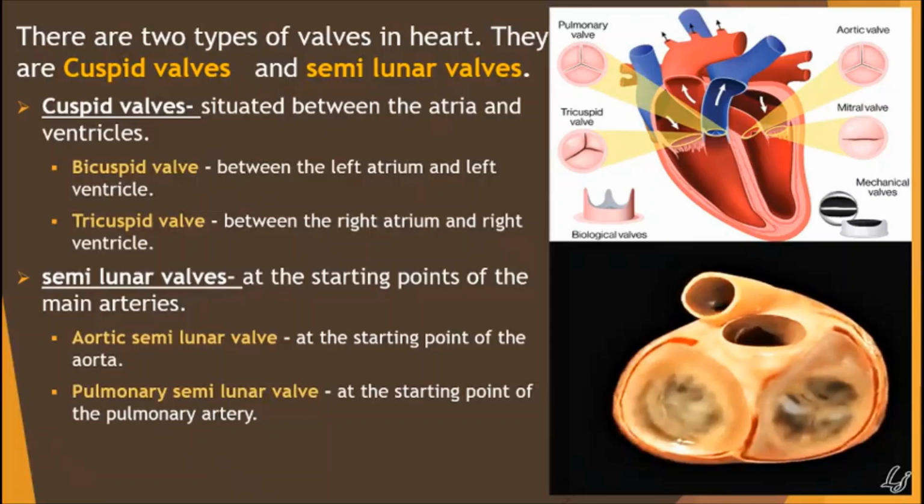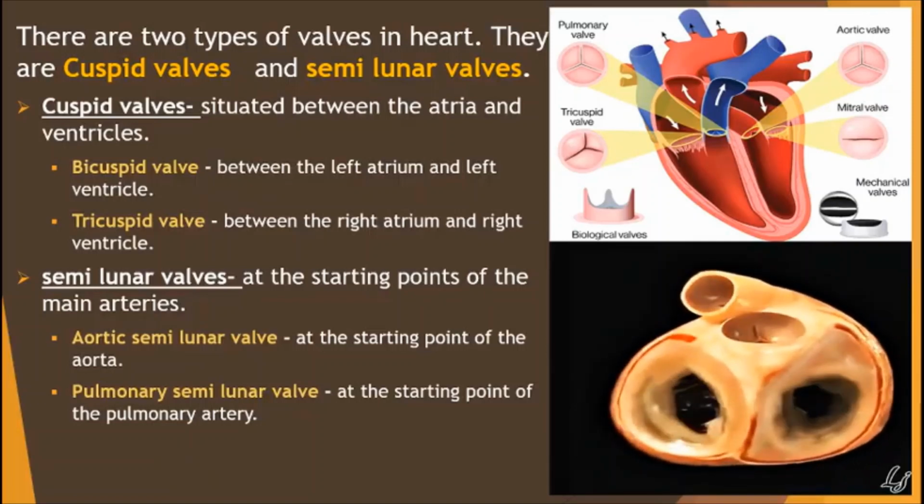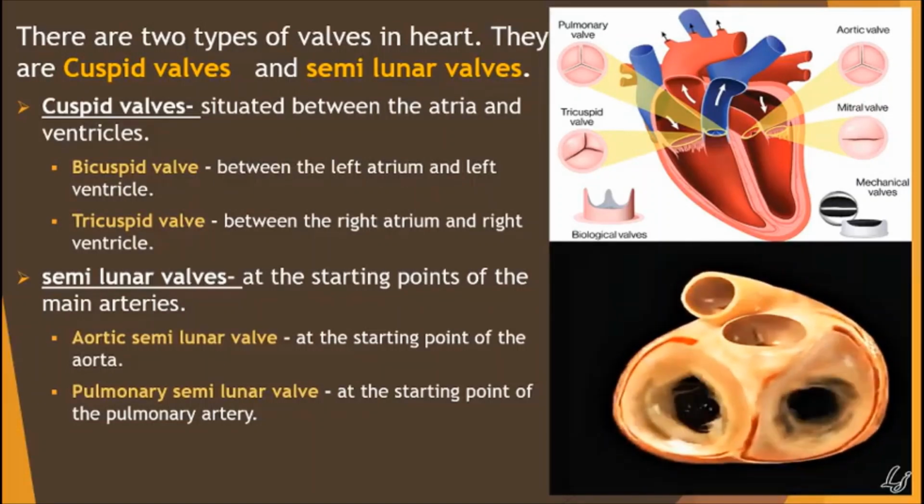The second type of valve is the semilunar valve. There are two semilunar valves in the heart. They are at the starting points of the main arteries. The aortic semilunar valve is at the starting point of the aorta, and the pulmonary semilunar valve is at the starting point of the pulmonary artery.